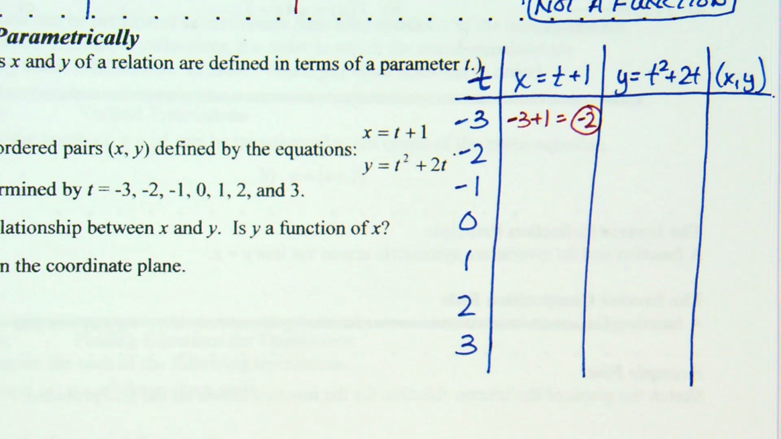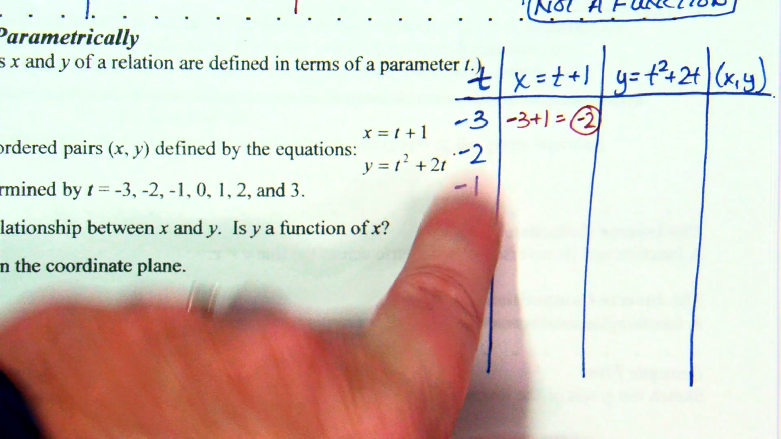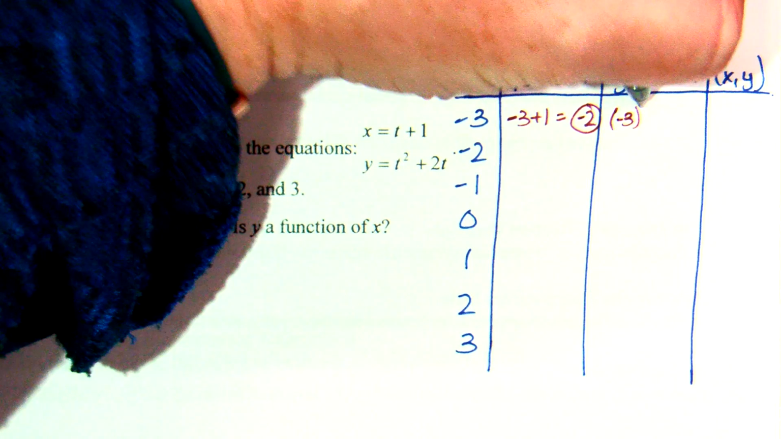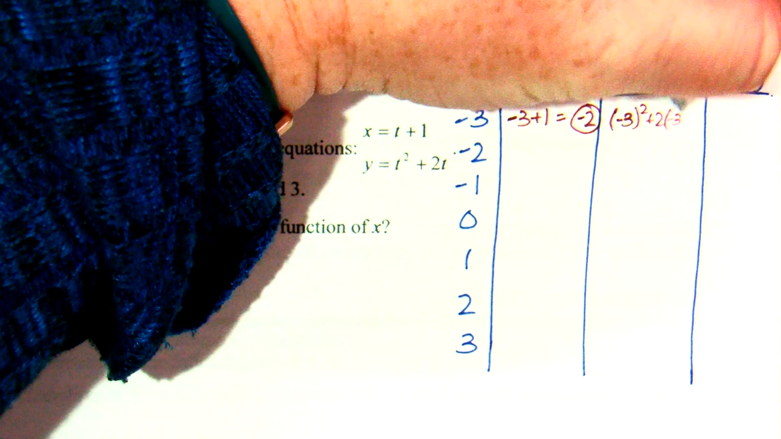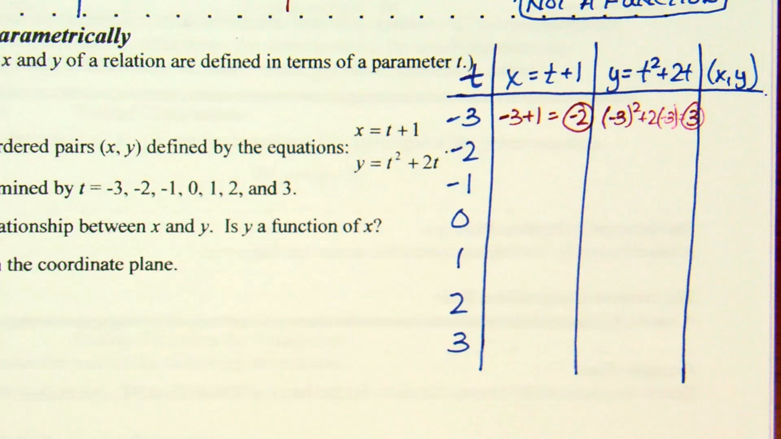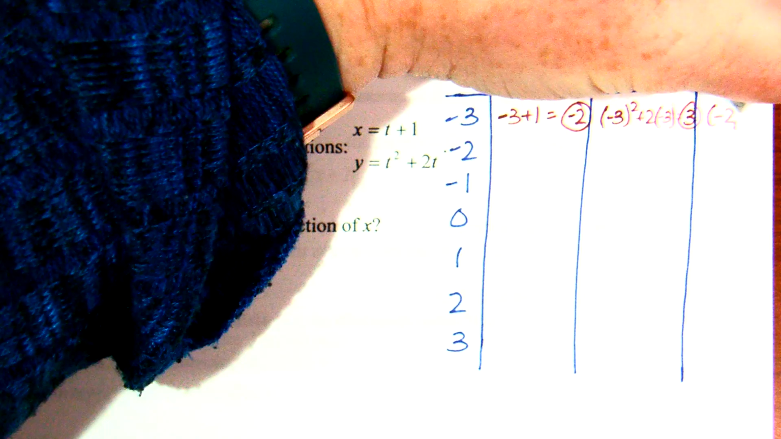Again, we're plugging in negative 3. Okay, so you plug in negative 3. Negative 3 squared is 9. 2 times negative 3 is negative 6. 9 plus negative 6 is 3. So what's that make my ordered pair? Negative 2, 3.